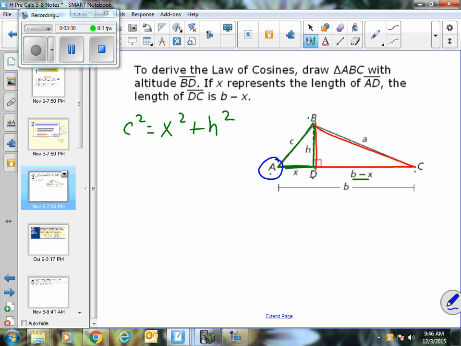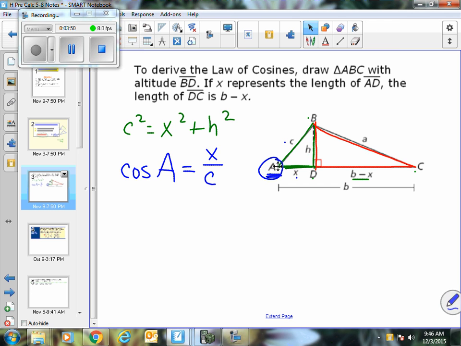I could do it from C. I'm picking A just so we have one to talk about. So what I'd like you to do is write the cosine relationship for angle A. So the cosine of angle A would be equal to, in this little green triangle, adjacent over hypotenuse. So that would be x over c.